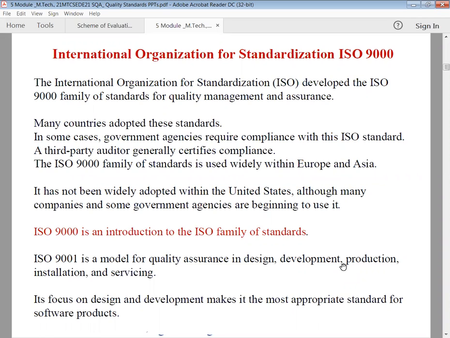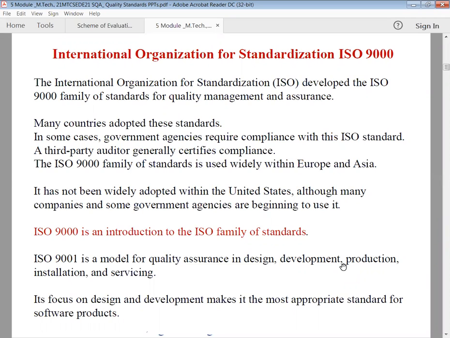ISO is a family of standards. It has 9000, 9001, 2015 like that. Depending upon the industry, they give some numbers depending upon the year and how long they are getting the standardization, whether for 1 year, 2 years, 3 years. So depending upon that, the numbering will differ.